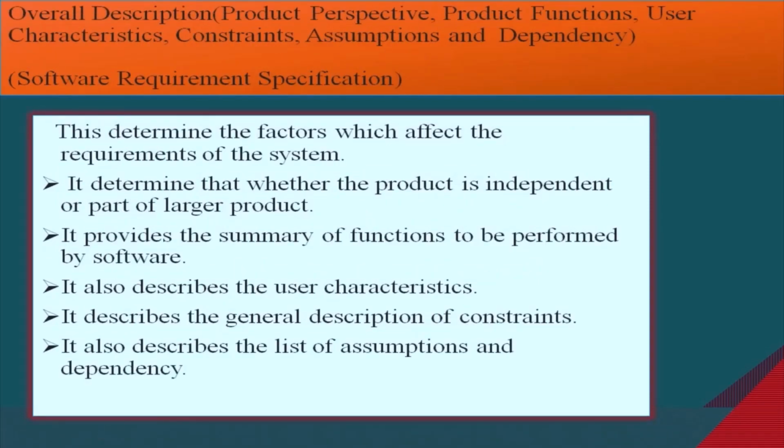Second part of structure describes the overall description, which includes product perspective, product functions, user characteristics, constraints, assumptions, and dependencies. This determines the factors which affect the requirements of the system. It determines whether the product is independent or part of a larger product. It provides the summary of functions to be performed by the software.